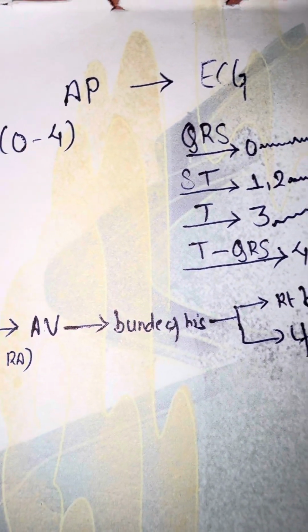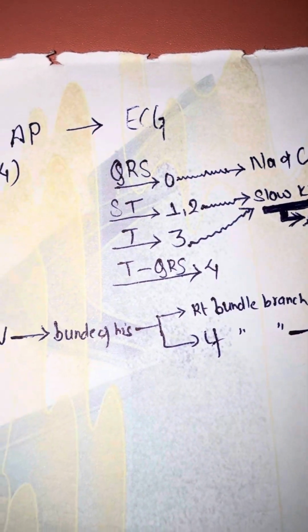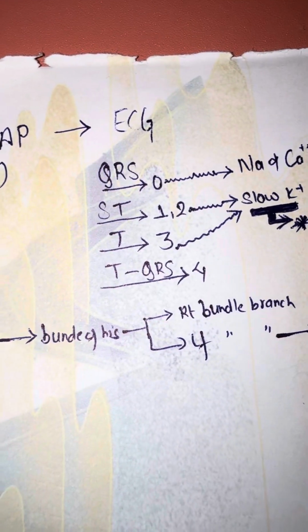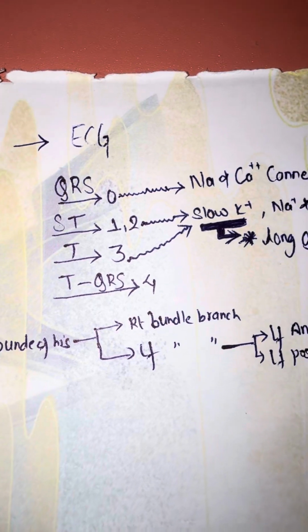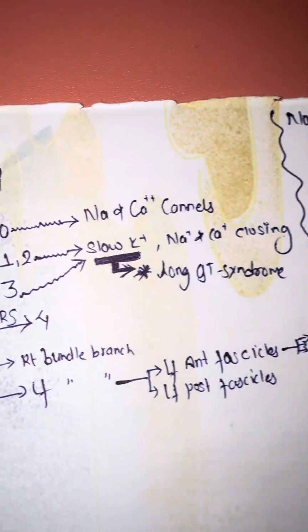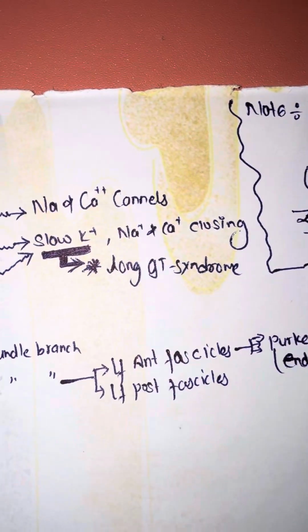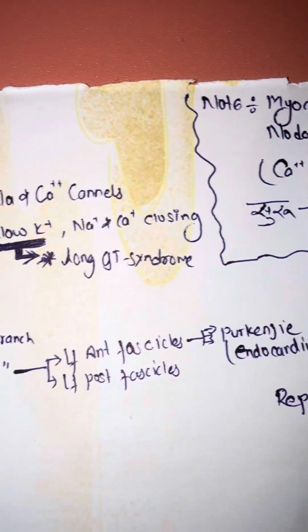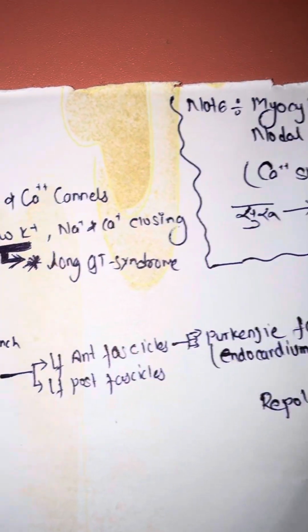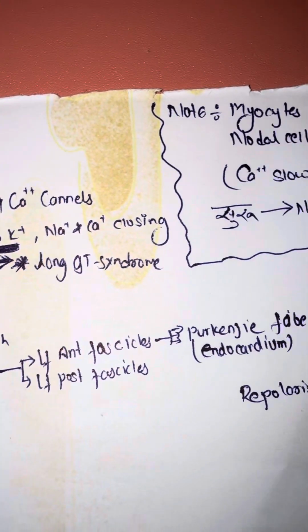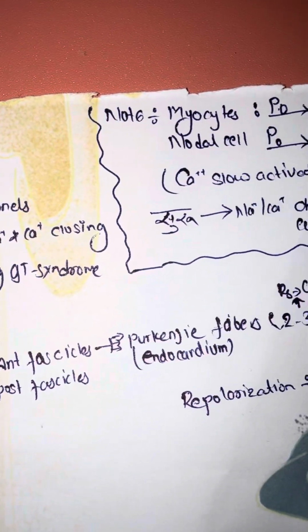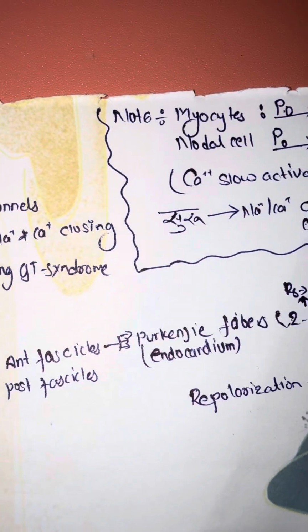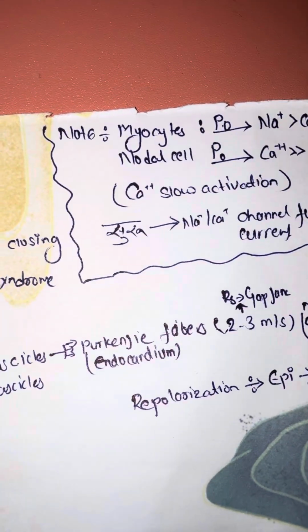From the AV node it goes to the bundle of His. The bundle has two branches, right and left bundle branch. The left bundle branch is further divided into two parts, the fascicles: the left anterior fascicle and left posterior fascicle. And the fascicles further divide into the Purkinje fibers, and the location of these Purkinje fibers is in the endocardium.